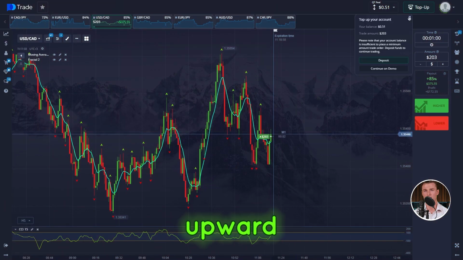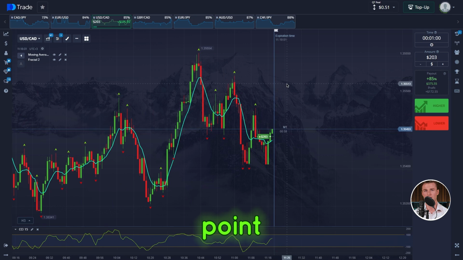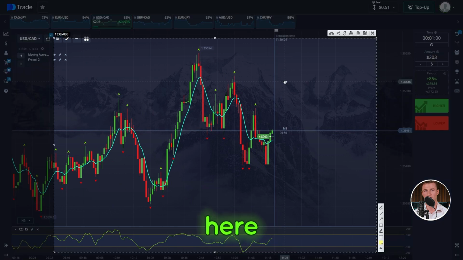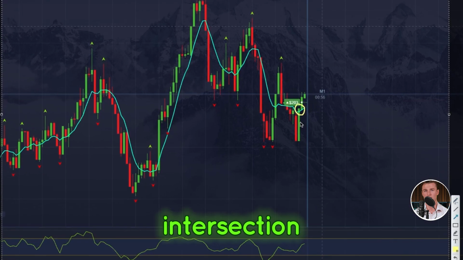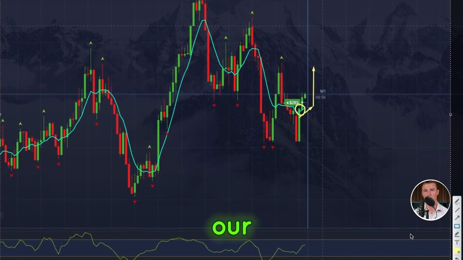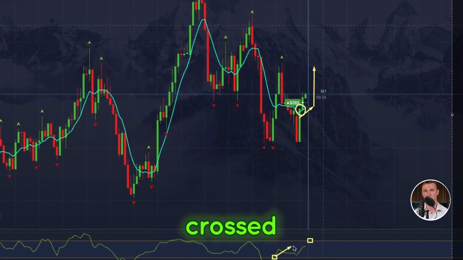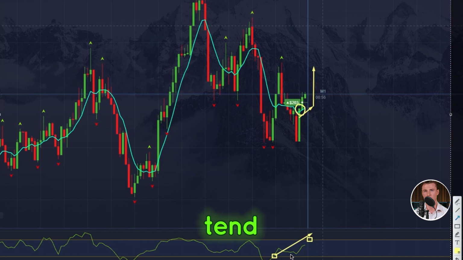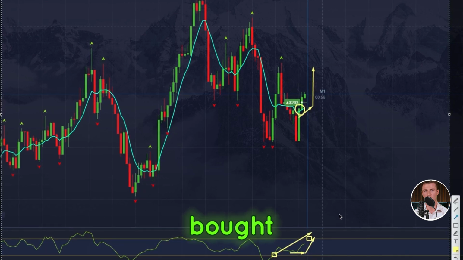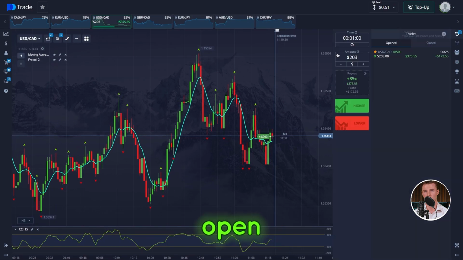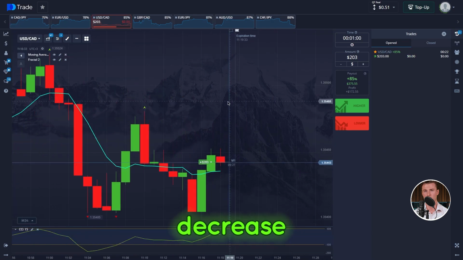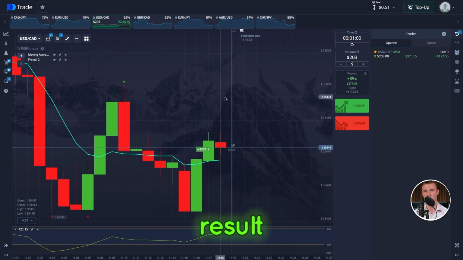Here we open an upward trade, a relatively good entry point. We are guided by two signals here. This is the bottom-up intersection of our moving average, and I want to see the intersection of the overbought area on our oscillator. Since the oversold area has crossed, the moving average should tend to go into the overbought area, which is why it is better to open a deal here to increase rather than decrease. Let's look at its result.